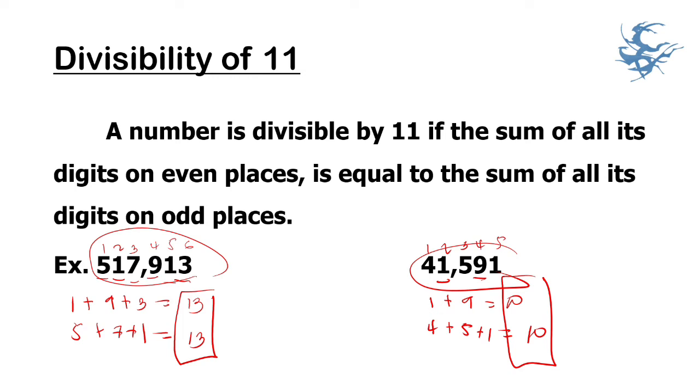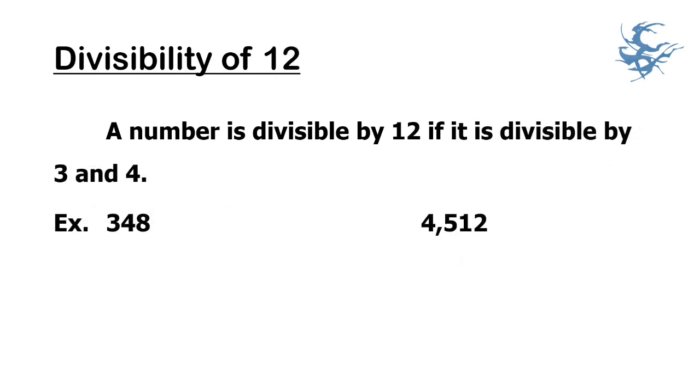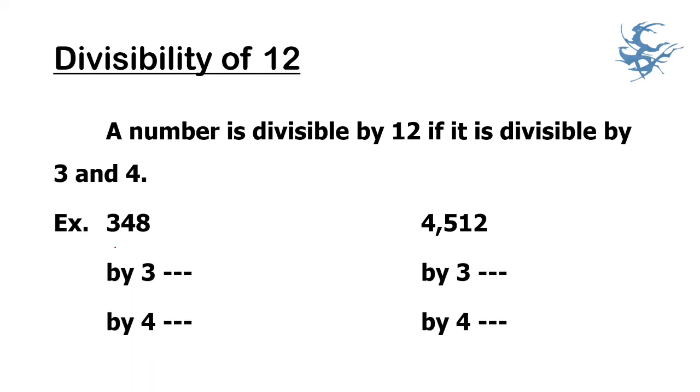Okay? Now, let's go with our divisibility of 12. A number is divisible by 12 if it is divisible by 3 and 4. Now, if you remember, the divisibility rule of 3 is that if you add all digits and the sum is a multiple of 3, then it is divisible by 3. Now, in this example, let's start with the first. We add all the digits: 3 plus 4 plus 8. 3 plus 4, 7 plus 8, 15. And it is a multiple of 3. Okay, so it is divisible by 3.